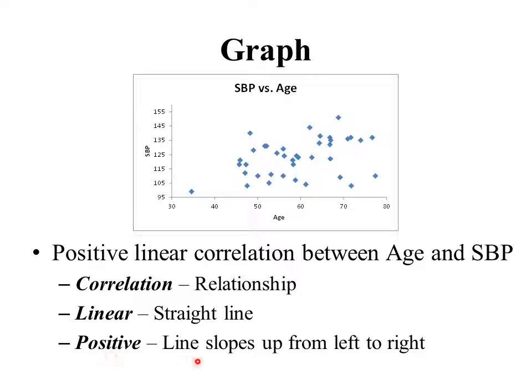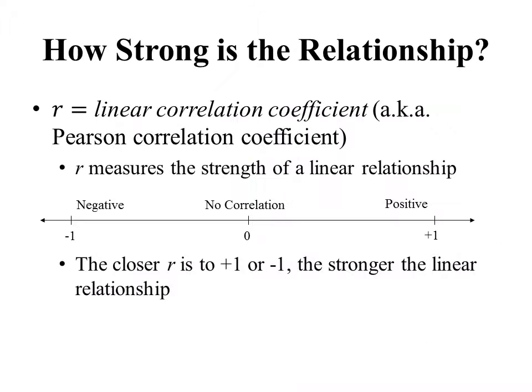Positive means that line slopes up from left to right. Remember back to high school algebra, if we had a positive slope to a line, that means it goes up from left to right. So, positive linear correlation between these two variables. Now, the next thing that we want to do is measure the strength of that relationship.